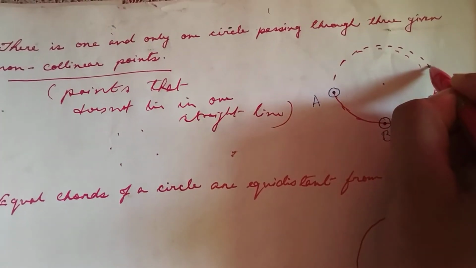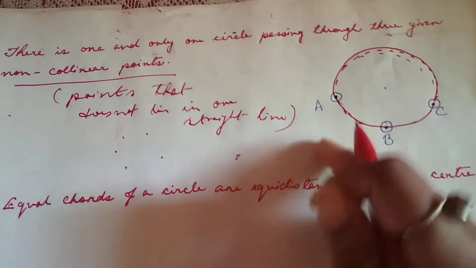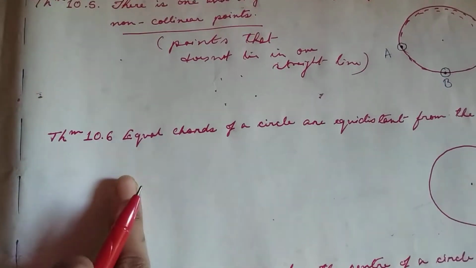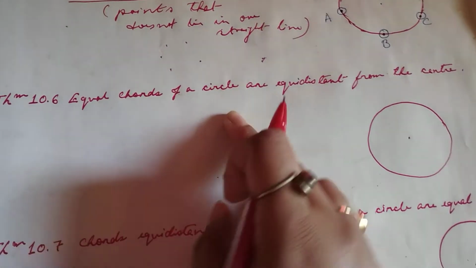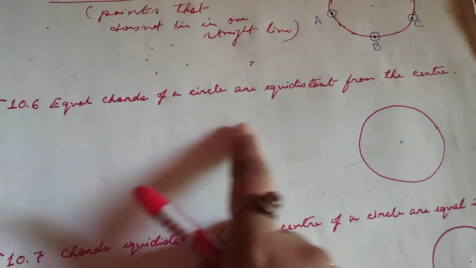Then you can say that there is only one circle passing through these three non-collinear points, isn't it? Okay, moving on to theorem 10.6. Equal chords of a circle are equidistant from the center.